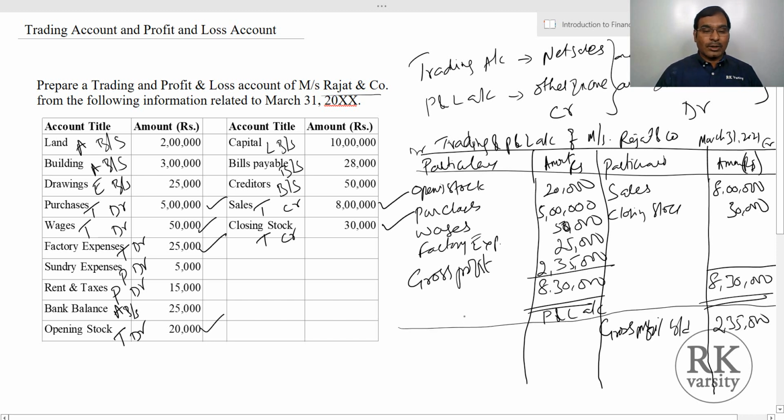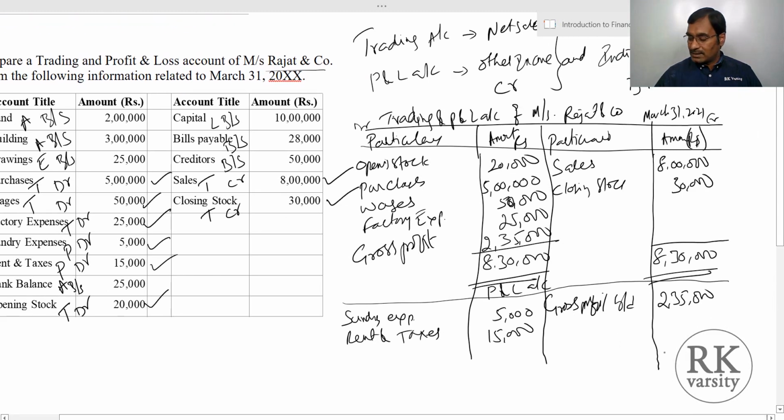What are the items that appear in your profit and loss account? On the credit side, there are no items. On the debit side, we have sundry expenses, 5,000. So we enter this one. Then rent and taxes, 15,000. Then bank, no other item is here. So only 2 items. Then we will balance this.